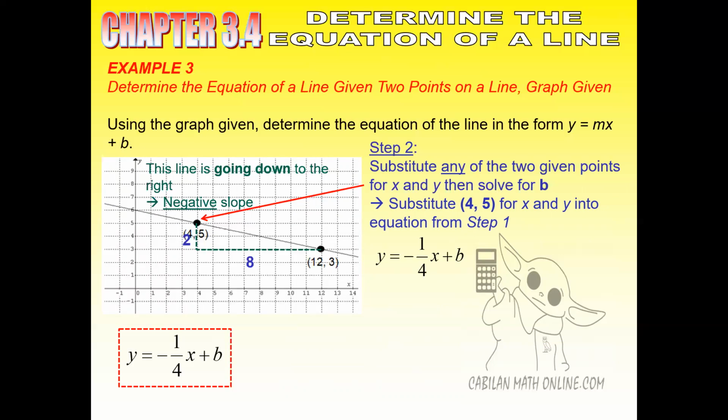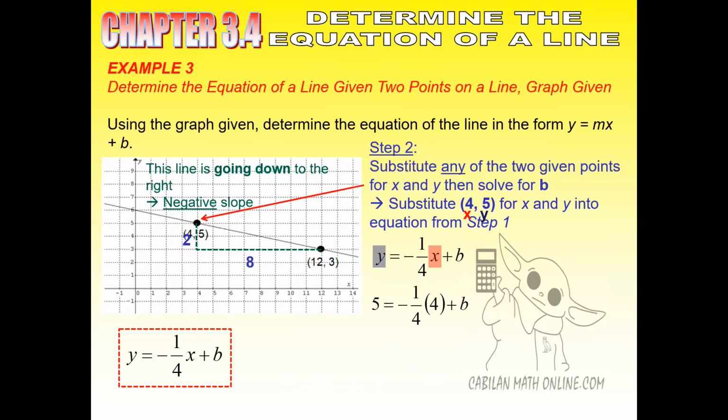Now remember that all we're doing here is replacing the 4 and the 5 for the x and the y here. So the 4 is going to go in for the x, and the 5 is going to go in for the y. So in the next step, I'm going to replace the x there with a 4 in brackets, and the y with a 5.